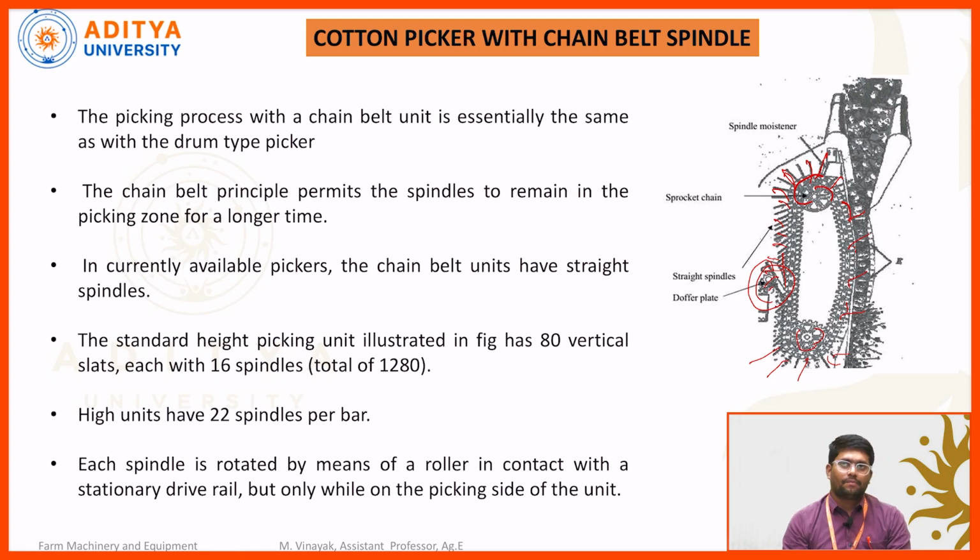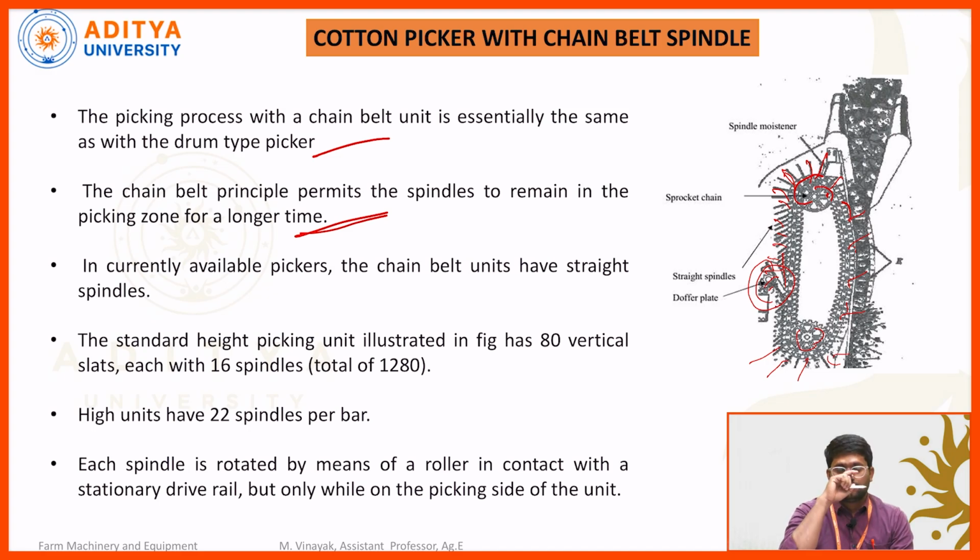Whatever the mechanism we have followed for the drum type cotton harvester, the same mechanism was followed for the chain type cotton harvesting also. So here the picking process with the chain belt unit is essentially the same as the drum type picker. Here in the place of drums, we are arranging the chain and sprocket. The chain itself consists of spindles, right. The chain belt principle permits the spindle to remain in the picking jaw for longer time.